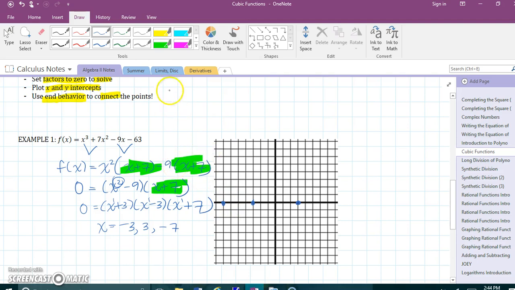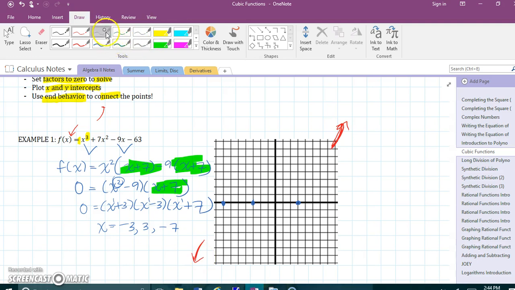I have a positive leading coefficient, and I have an odd degree. That means my ends will do different things because my degree is odd. And what my ends are going to be doing is towards the left, it'll go down. Towards the right, it'll go up. So on the right side of my graph, it'll be pointing up. On the left side, it'll be pointing down. So now let's just connect our points.